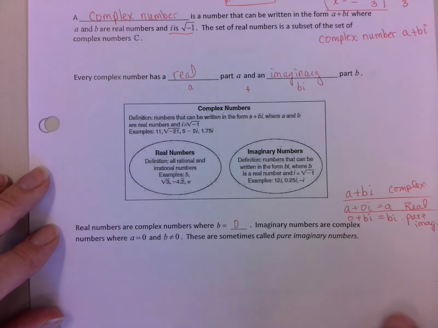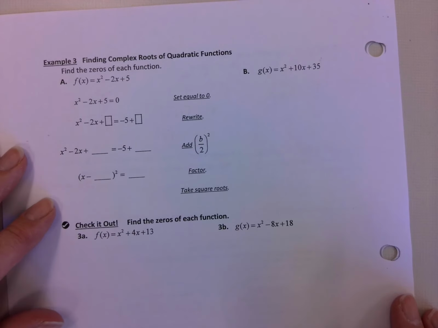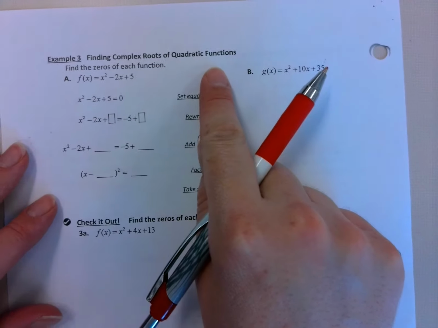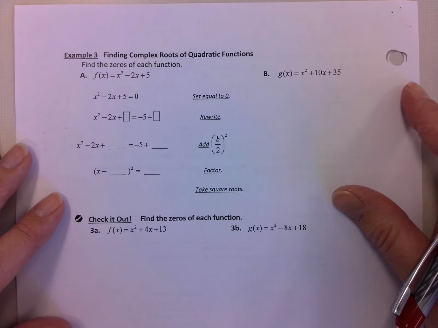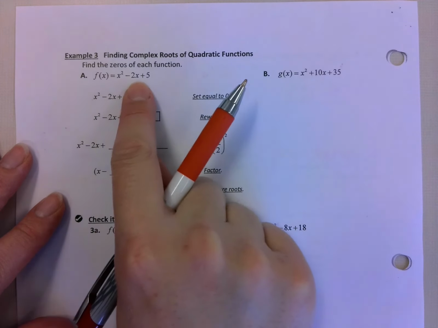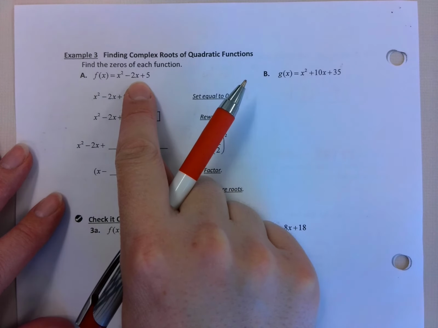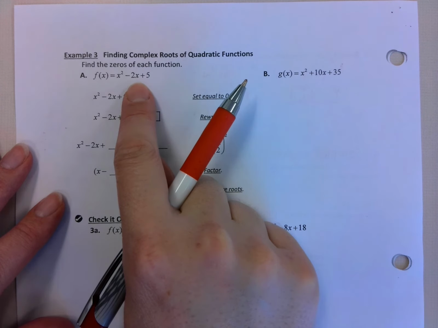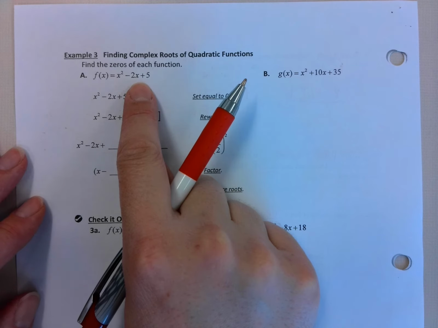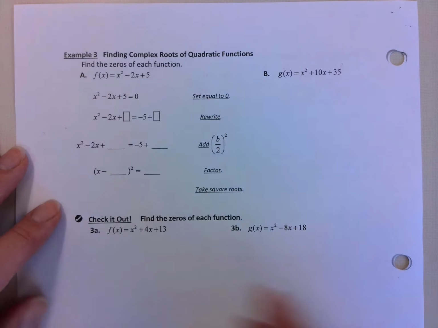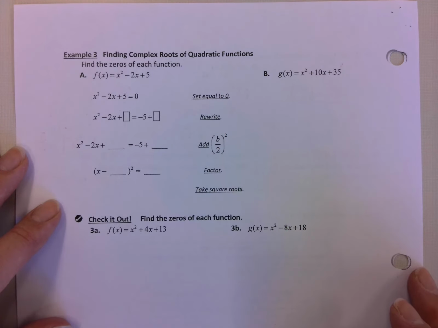All right, so let's go ahead and see what we're doing with this. We are going to find complex roots of the quadratic function. I am unable to solve this using just square roots. I can't factor it, it won't factor. I can't graph it. So my only options are to complete the square or the quadratic formula. And since we've done completing the square, we're going to go ahead and do that.